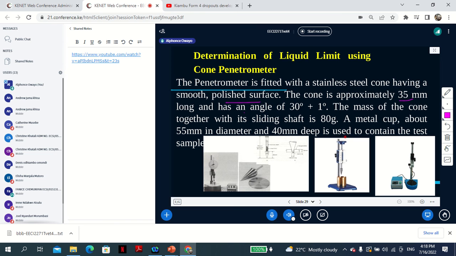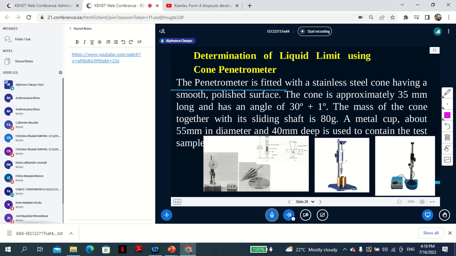So this is the assembly. The mass of the entire thing should be about 80 grams. A metal cup about 55 millimeters in diameter and 40 millimeters deep is used to contain the test. You have seen the apparatus. You mix soil with increasing amounts of water, then you put it in the cup every time.